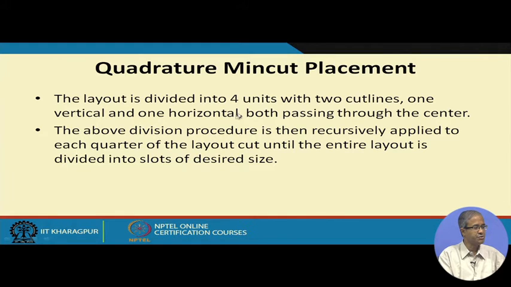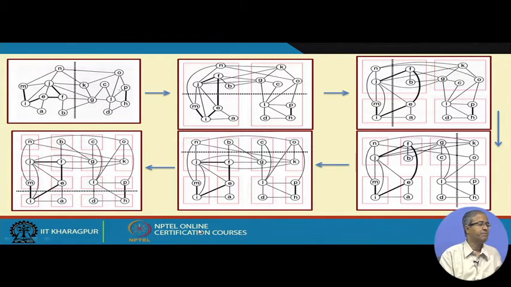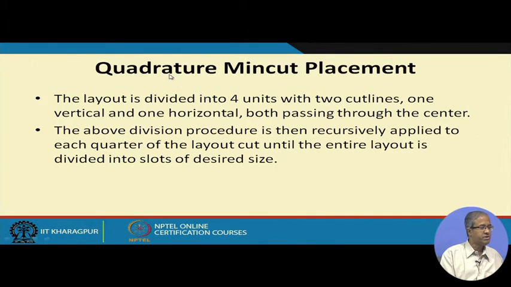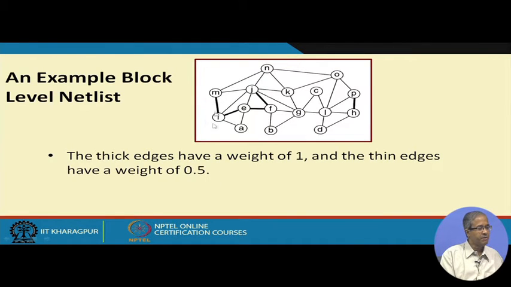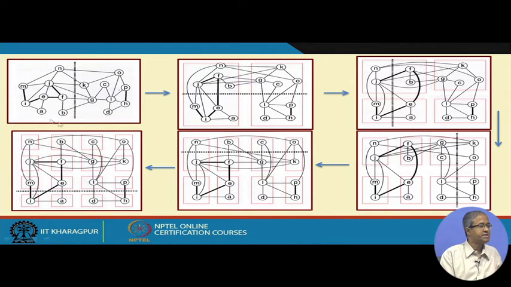See, after these 2 lines, you have divided the whole layout into 4 pieces. Now, each of these 4 pieces, you again subject to horizontal and vertical cuts. So, you go on repeating till each of the small pieces are of the desired size. Okay. So, let us see with an example. So, this was the example block level netlist. So, we start with this. So, I am showing the solutions only.